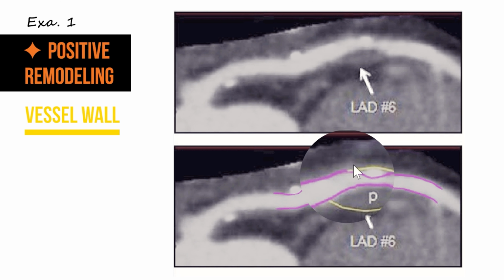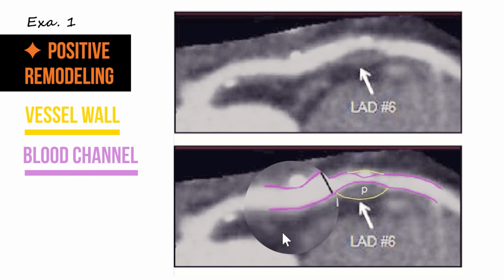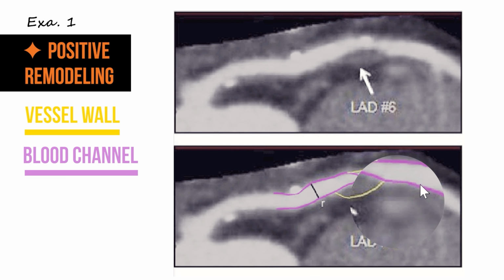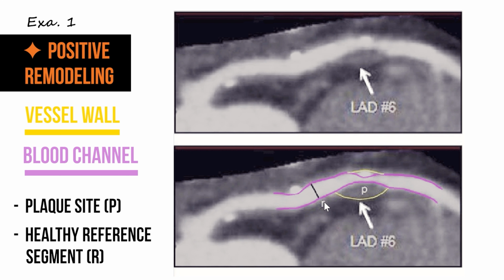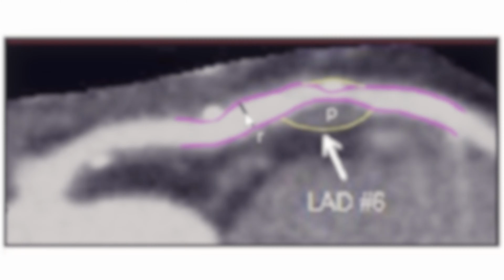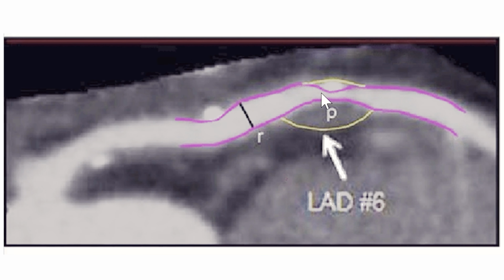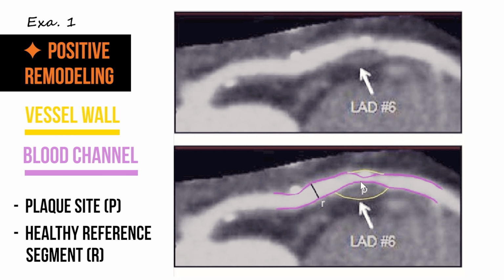The yellow outline marks the vessel wall, and the purple outline marks the blood channel of the lumen. At the plaque site illustrated with the letter P, the vessel wall has expanded outward compared to the nearby healthy reference segment labeled as the letter R, but the lumen is still noticeably narrower, meaning the plaque is large enough to reduce blood flow despite the artery's attempt to compensate. This lesion over here is significant and requires an urgent intervention.